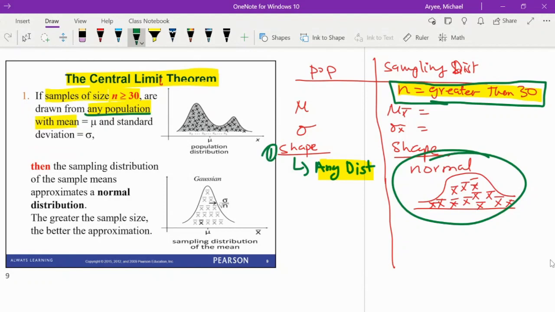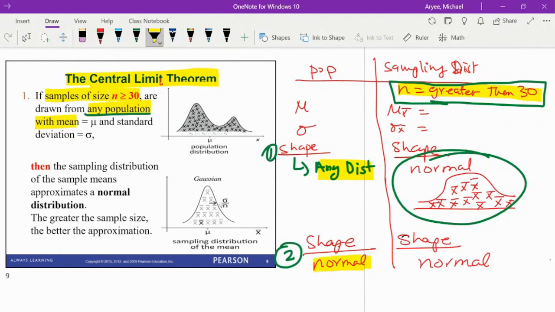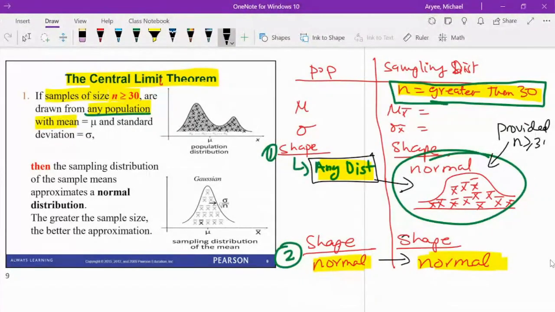There are two aspects of it. This is number one. Now, the second aspect of the central limit theorem says that if the shape of the original population is normal, if you started with a normal distribution, then the shape of the sampling distribution would automatically be normal. Start with normal, shape of sampling distribution will be normal. Now, this says that if you start with a distribution that is not normal, then this will be normal provided n is greater than or equal to 30. That's what this is saying.